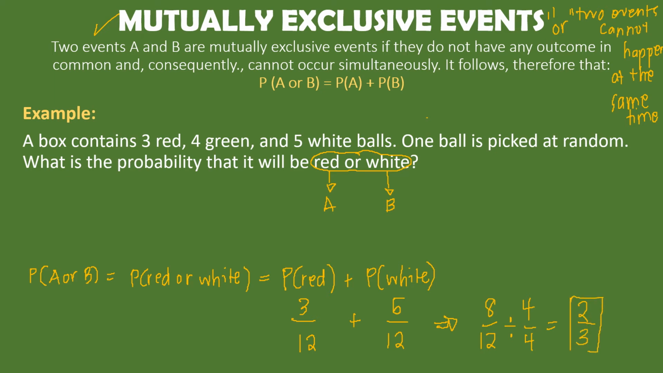And this is the probability of getting a red or a white ball in a box containing 3 red, 4 green, and 5 white balls. If you want to put this in percent form, just divide 2 by 3 and then multiply the answer by 100%.